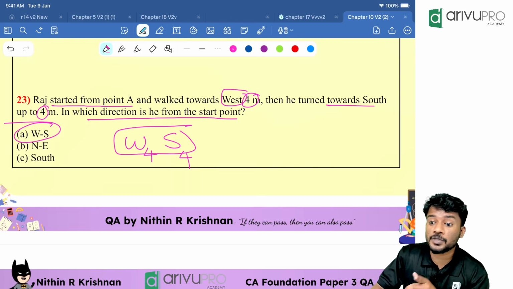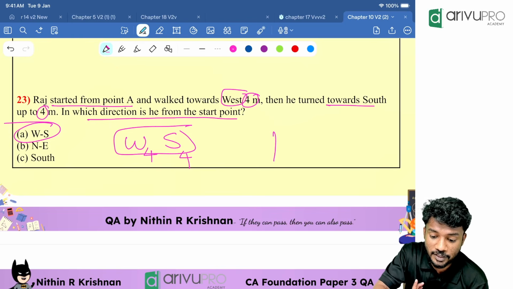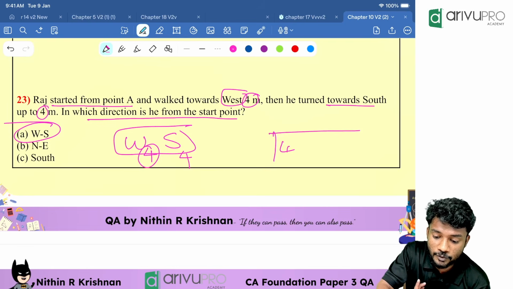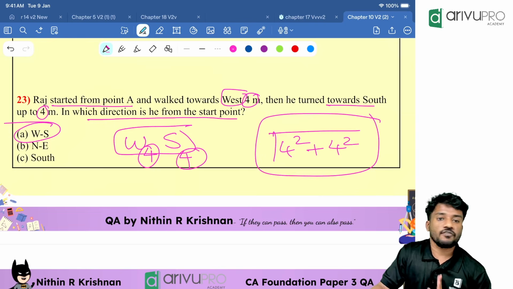Now I will ask you a question. People, you want the shortest distance, right? The shortest distance is very simple: root of 4 square plus 4 square. That is the shortest distance between the initial point and the final point.